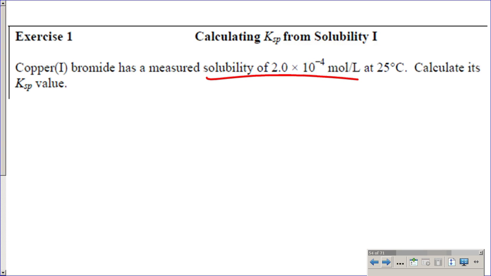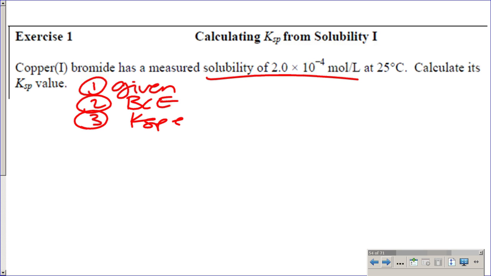Calculate its Ksp value. Generally, what I do for every single question: first thing I do is write down my givens. Second thing I do is write out the BCE. Third thing I do is write out the Ksp expression. Fourth thing is going to vary based on what I'm looking for in the problem, so I'll write down what I'm looking for here. My given I can see here is 2.0 times 10 to the negative 4th molar.